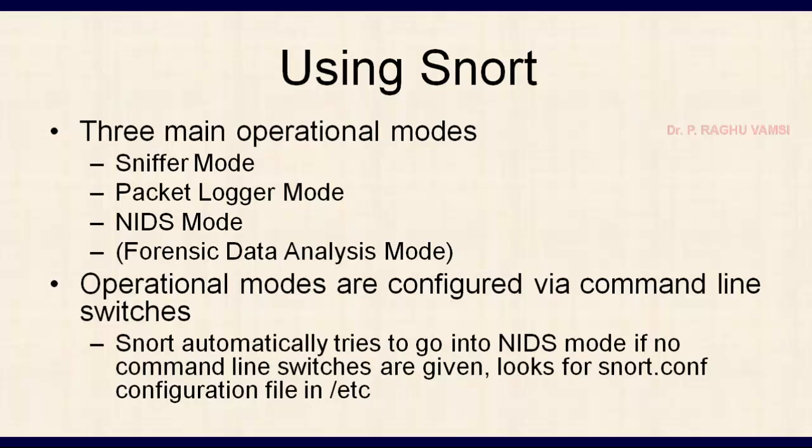Snort automatically tries to go into the network intrusion detection system mode if no command line switches are given. It looks for the snort.conf configuration file, where you will write the configuration script: what to detect, what not to detect, and what to let go. These kind of things will be available in snort.conf.